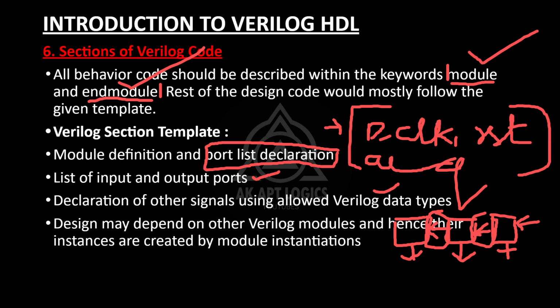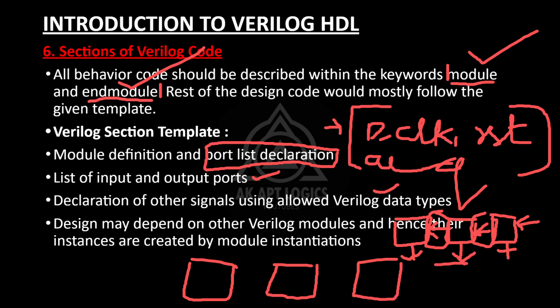A design may depend on other Verilog modules, and hence their instances are created by module instances. Instance means we can call Verilog modules to implement another module. For example, for a ripple carry adder, we have four full adders, right? We can create a ripple carry adder by calling four full adders in the ripple carry adder module.